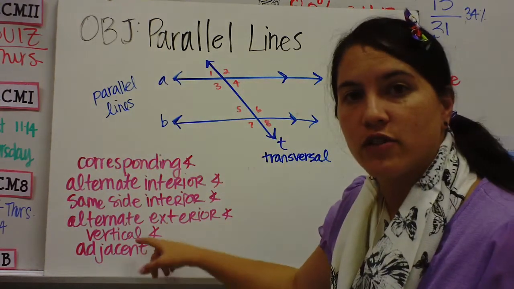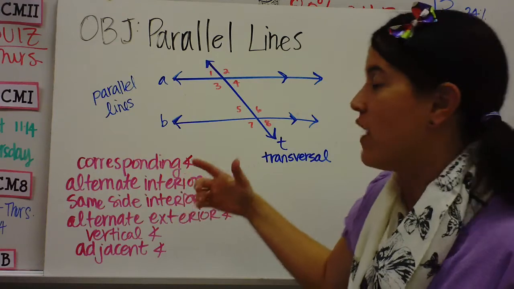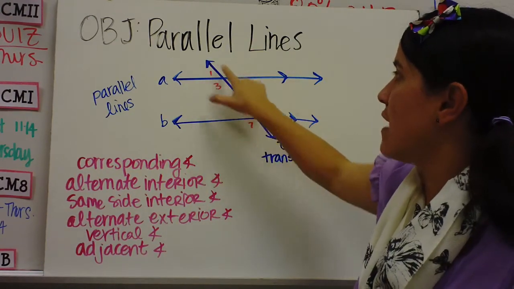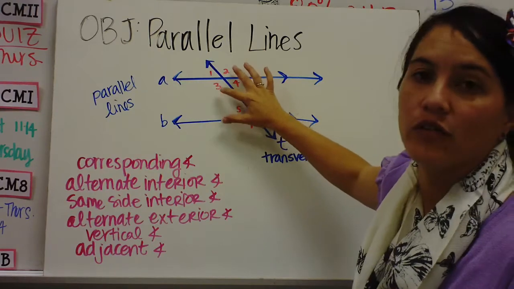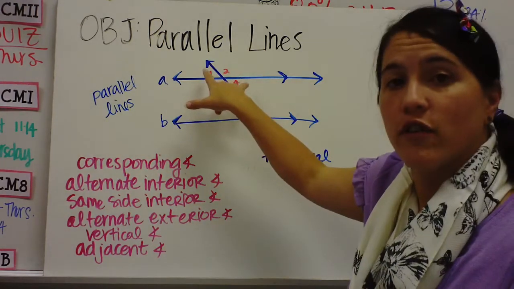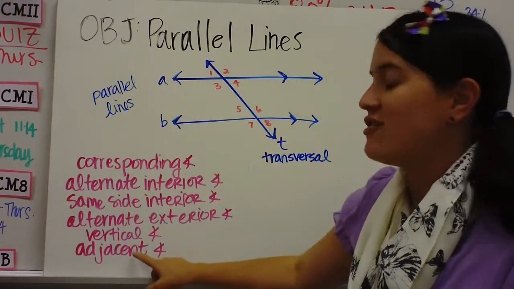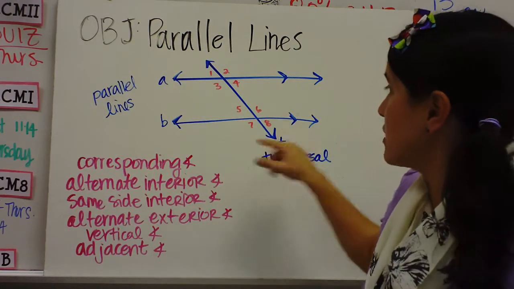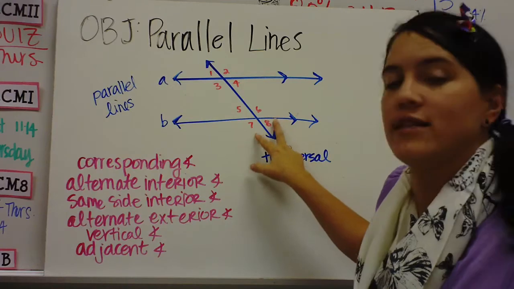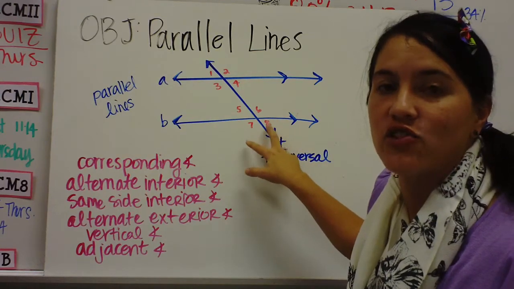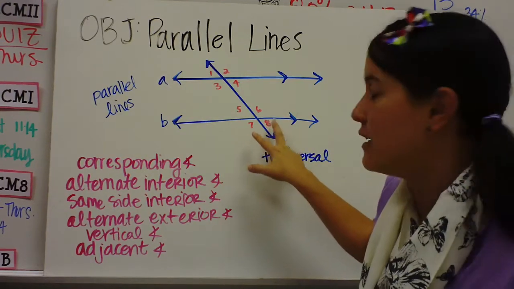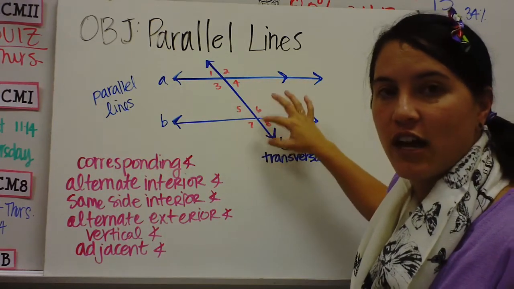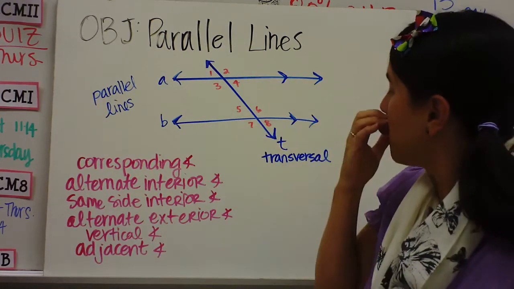Vertical angles are those that are going to be across from each other, but their lines intersect. So 2 and 3, they are across from each other, their lines intersect. So 2 and 3 are vertical angles, and 1 and 4 are vertical angles. And adjacent angles mean they are beside each other. So for example, 8 and 7 are adjacent angles. They're right beside each other. They share a common vertex and a common side. 6 and 8 are also adjacent angles. So 7 and 8 and 8 and 6 are adjacent angles.